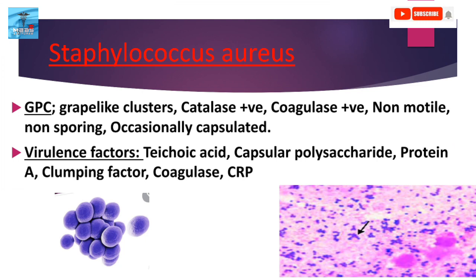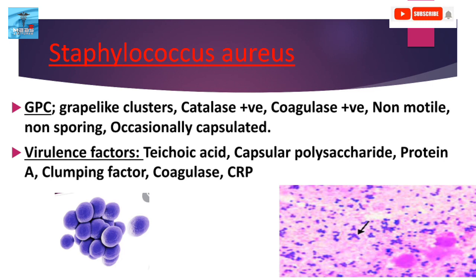Then about its virulence factors. The important virulence factors include teichoic acid, capsular polysaccharide, protein A, clumping factor, and coagulase, also C-reactive protein. Teichoic acid helps in adhesion to mucosal surface and it inhibits opsonization. Then capsular polysaccharide. We know that gram-positive bacteria have a thicker cell wall or peptidoglycan layer. It confers rigidity to the cell wall and maintains the shape.